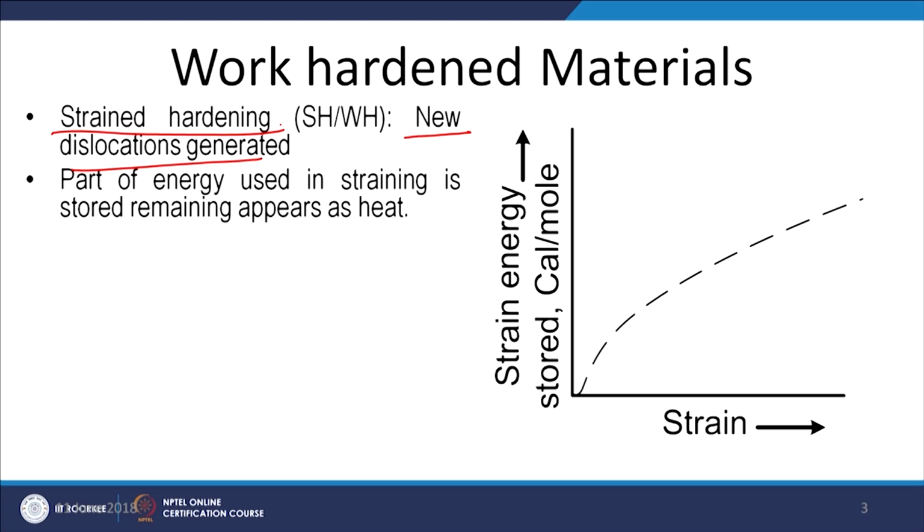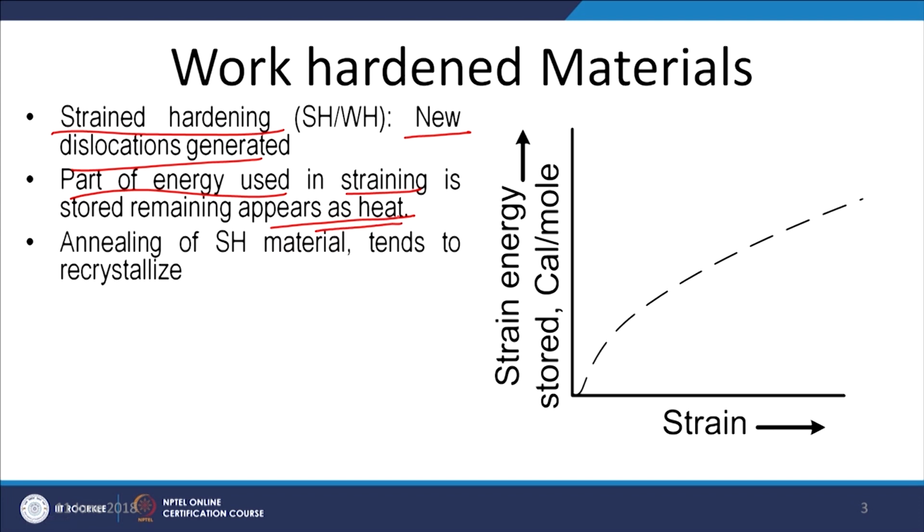Whenever a metal is deformed plastically, a part of the energy consumed in deformation is left in the plastically deformed metal. So, part of the energy used in straining is stored in the metal, while the remaining portion of the energy is converted into heat. The part of the energy which is stored in the metal has a lot of effects on the behavior of the material. And when such a deformed metal is subjected to higher temperature exposure, it tends to get annealed, by developing new grains, grains which are new in geometry and free from any kind of strain.